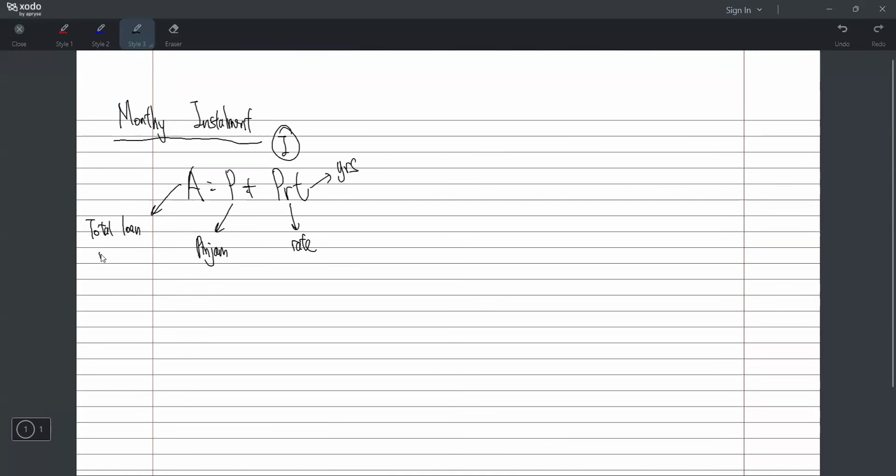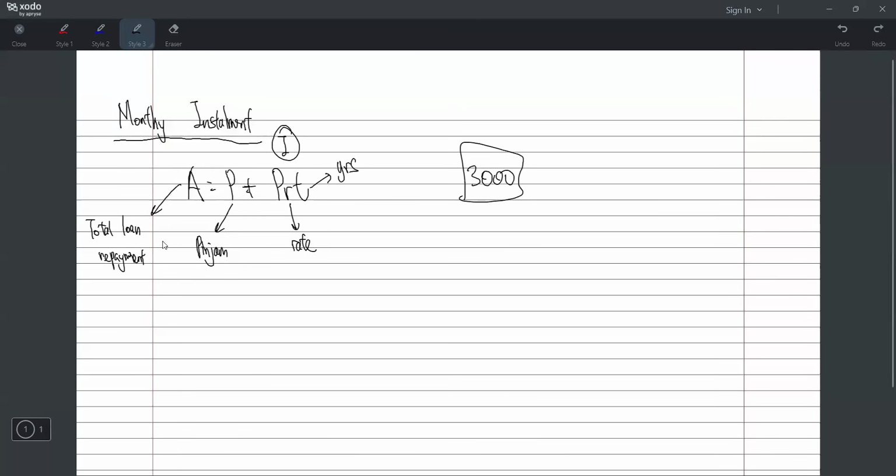Total loan repayment. Okay, what is the meaning of total loan repayment? Loan is pinjaman, pinjam. Repayment is bayar balik. So what is total loan repayment? Total amount yang you kena bayar balik after pinjam. So contoh saya pinjam RM3,000. Tapi bila saya bagi balik dia, saya tak boleh bayar RM3,000 saja. Saya kena ambil RM3,000 tambah dengan dia punya interest. Tambah dengan PRT. Then only I get the total loan repayment.